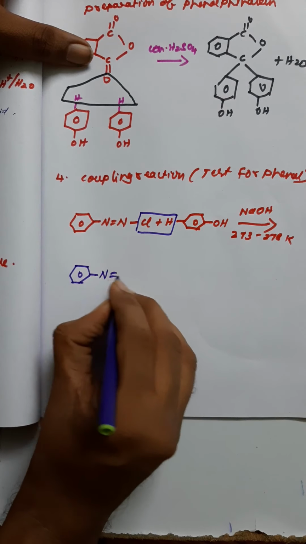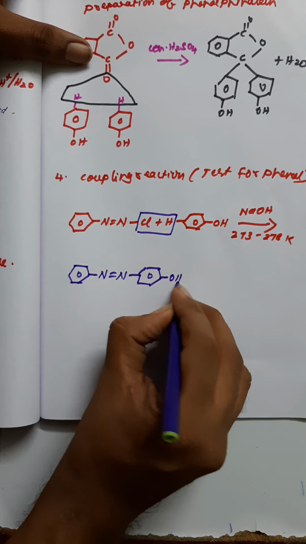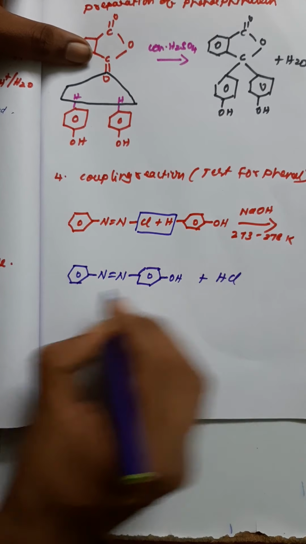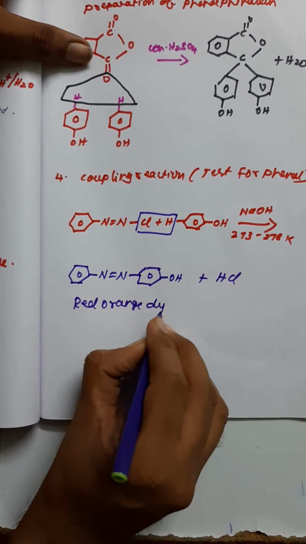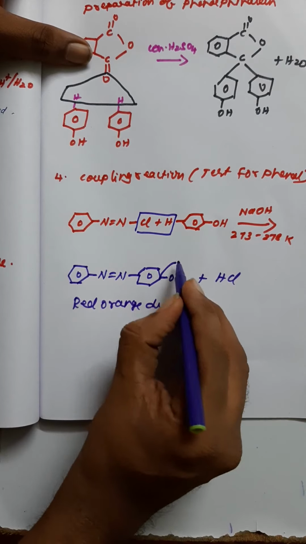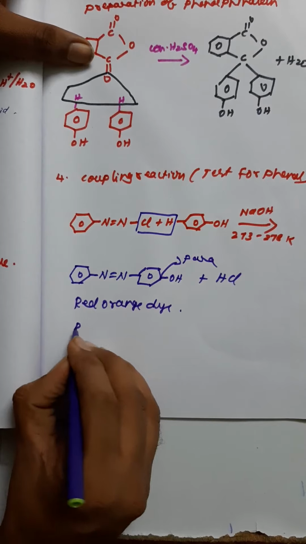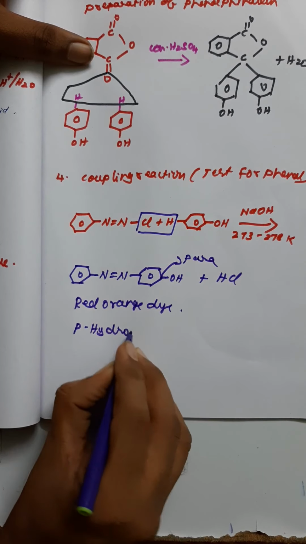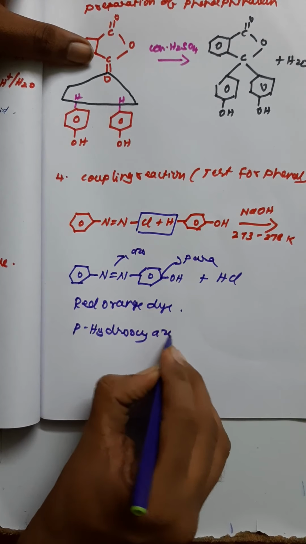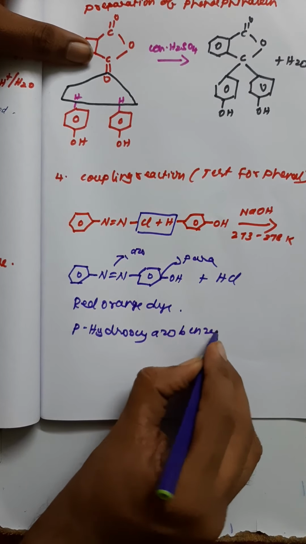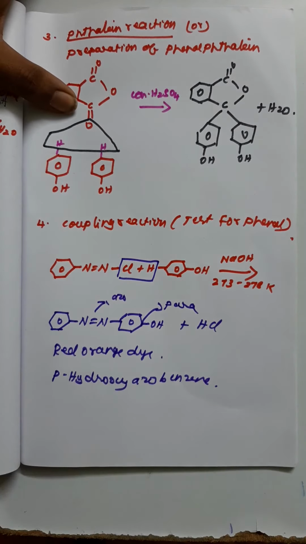Benzene diazonium, that's all. So this is a red orange dye. What is the name of this one? This one is the para position, para hydroxy. This one is an azo group, and this one is benzene. So these four reactions are very important for your 12th standard chemistry. Okay, thank you.